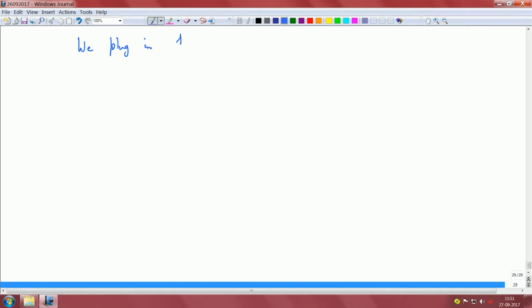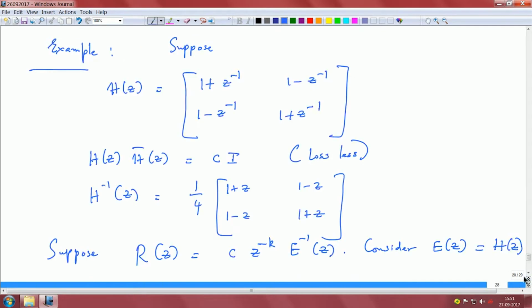Now we plug in k equals 1. Let me call this equation 1. In this equation I plug in k equals 1. I can choose whichever delay I want to choose, it is an art, right. Let me plug in k equals 1 and I choose a factor c appropriately, right.